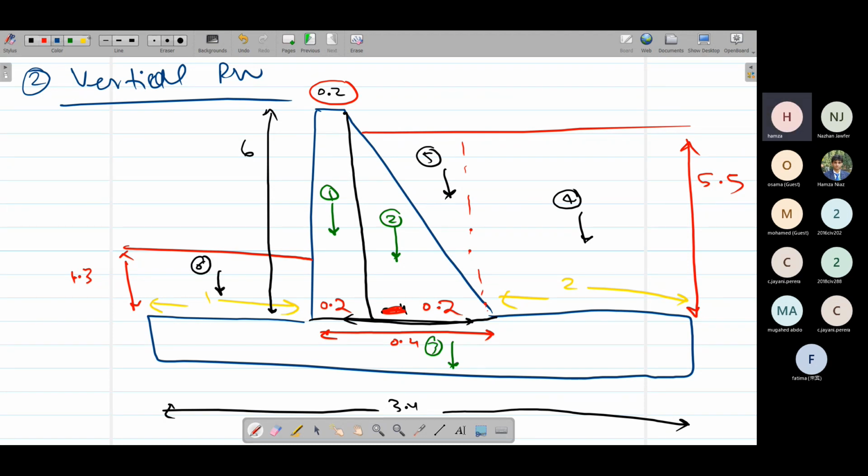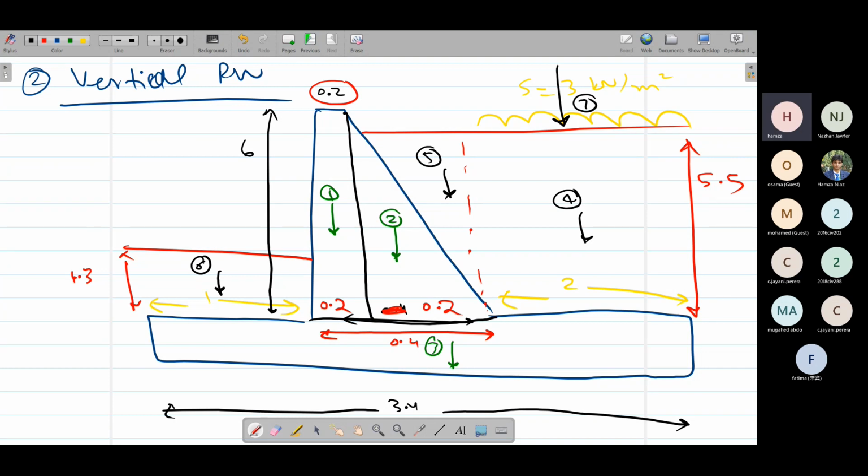And the last vertical force would be from surcharge. This on top, S is equal to 3 kilonewton per meter square. So this would create a force. We can call this force as 7. So these 7 vertical forces are present in this retaining wall.